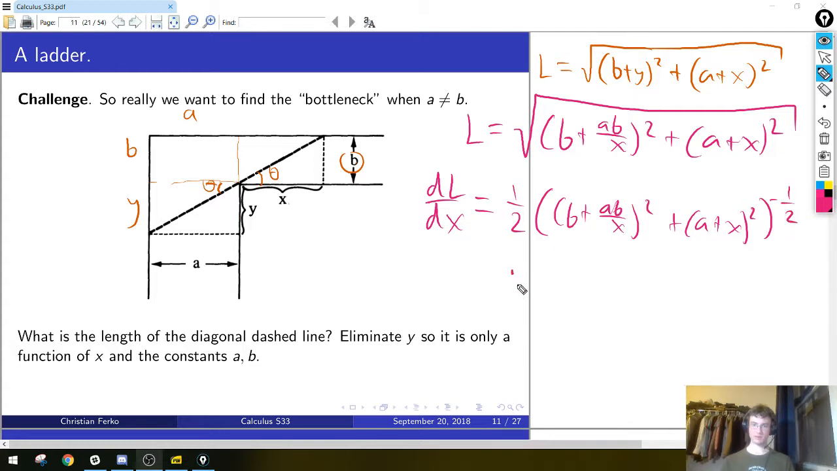Times the derivative of the inside, right? So the derivative of the inside with respect to x. By chain rule, the first element is going to be 2 times b plus ab over x, times the derivative of ab over x. This is a times b times x to the power minus 1, so we can power rule that.